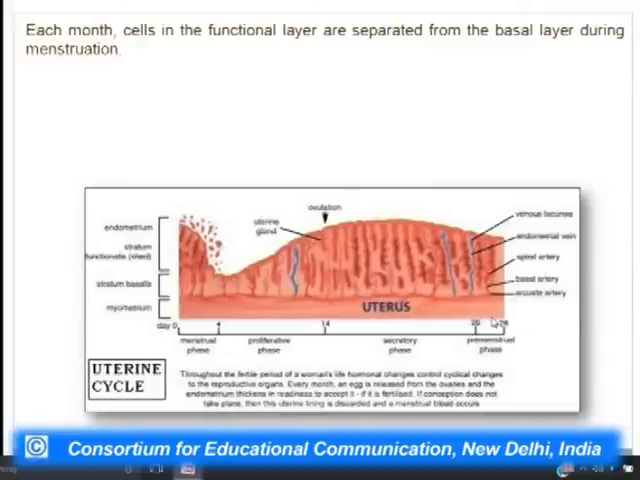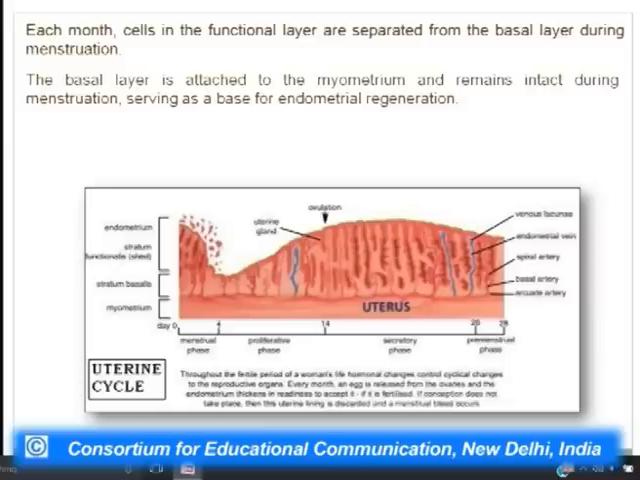Each month cells in the functional layer are separated from the basal layer during menstruation. So, there are developmental changes. The endometrium is a dynamic structure. It keeps on changing and it follows a certain cycle. So, every month the cells of the functional layer are separated from the basal layer and they are thrown out.